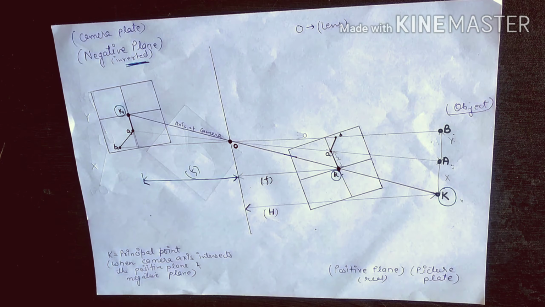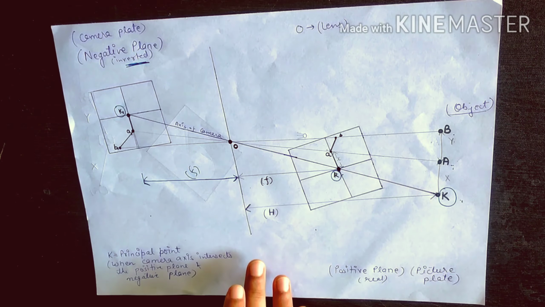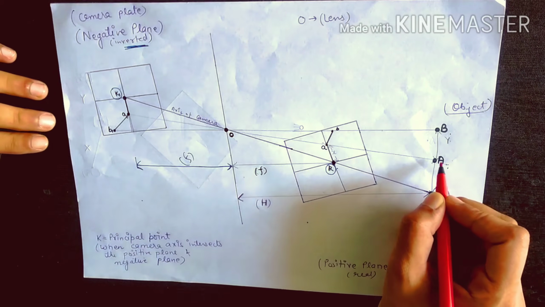Students, today we will be studying the geometry of vertical photograph. Okay, so now let us get started. First of all, look at this diagram. We will start from here, A and B.